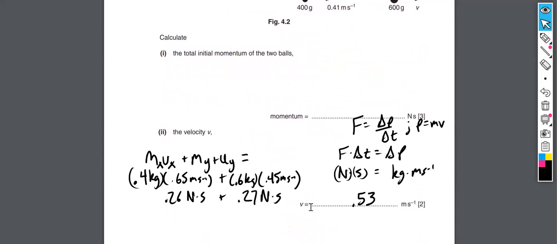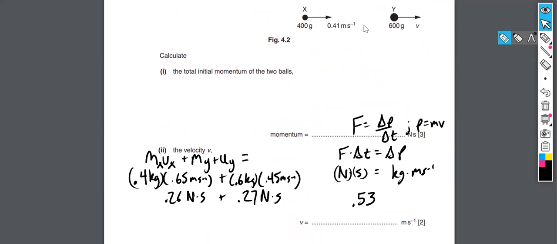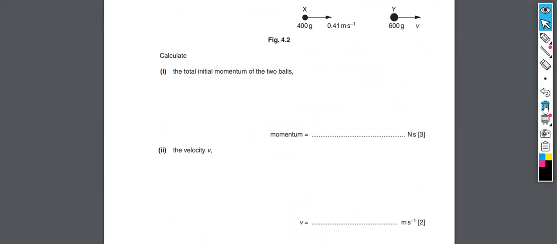The question goes on to ask us to calculate the velocity v. After the collision, we're looking at the situation up there. What is this velocity v over here? Keep in mind, there's 0.53 units of momentum initially. The answer that we just got here was 0.53.